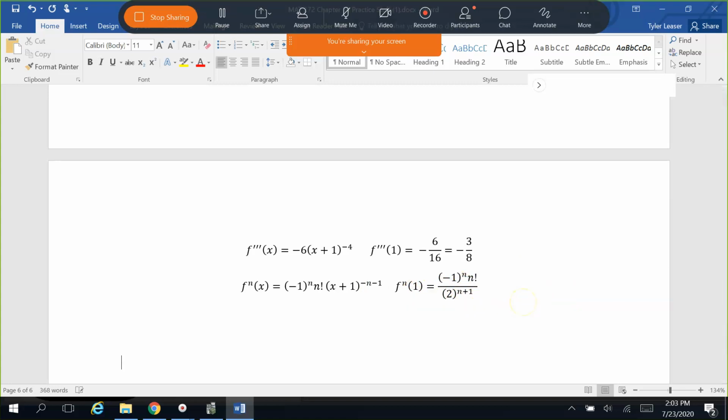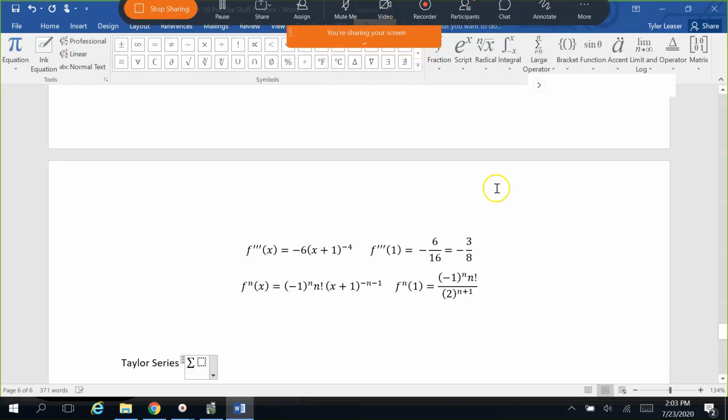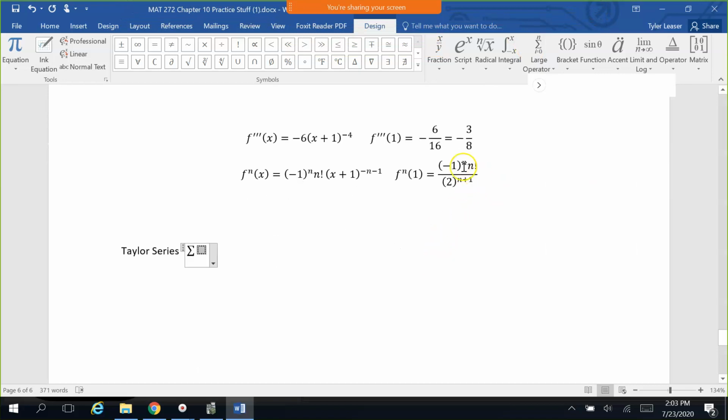All right, great. Now we can go back to the Taylor series. It's the infinite series. It's going to be the coefficient here. So just writing that out. That divided by n factorial times x minus the centering point to the n.